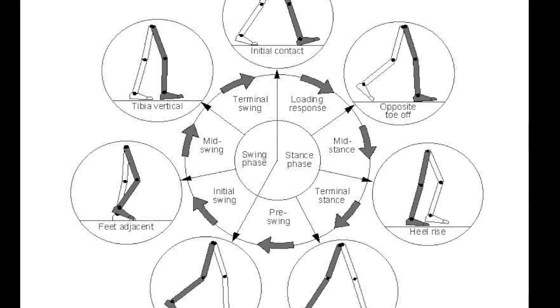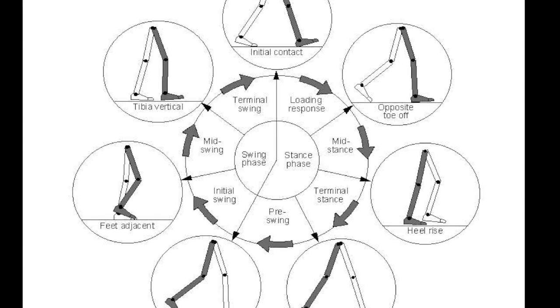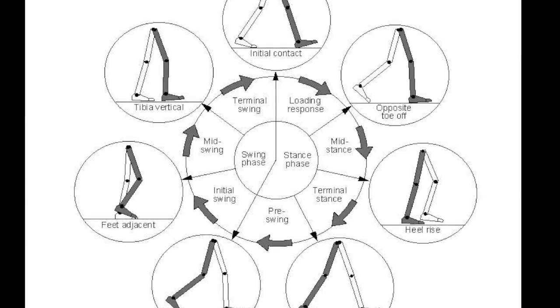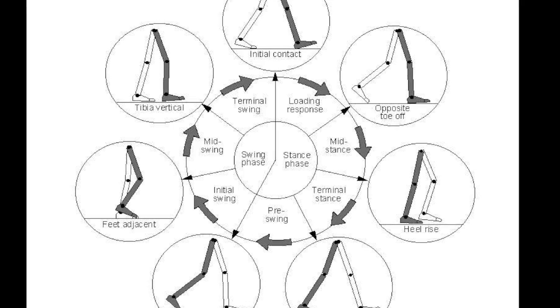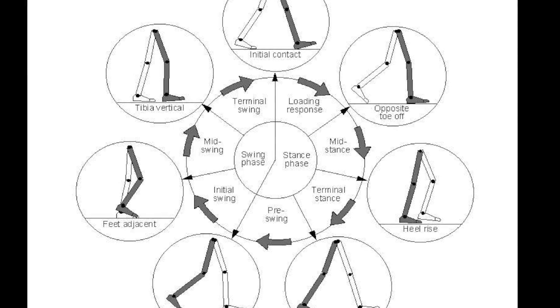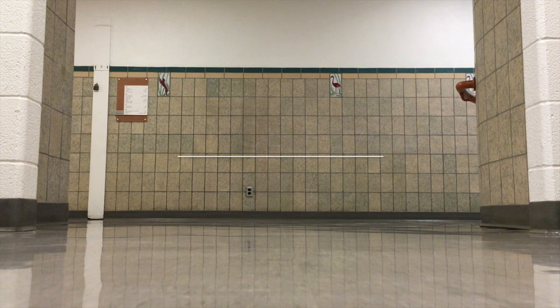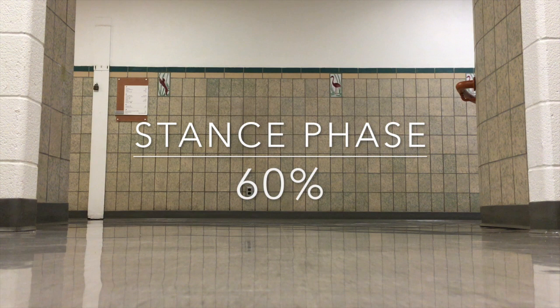As one can see in this figure, each phase starts and ends with an instantaneous picture of the position of the body. For instance, the loading response phase starts with initial contact and ends with opposite toe off. As previously stated, the gait cycle can further be broken down into stance phase and swing phase. Stance phase occurs first and lasts for 60% of the full gait cycle. During stance phase, the left foot is always in contact with the floor. Stance phase begins when your heel hits the ground and ends when the same foot comes off the ground.